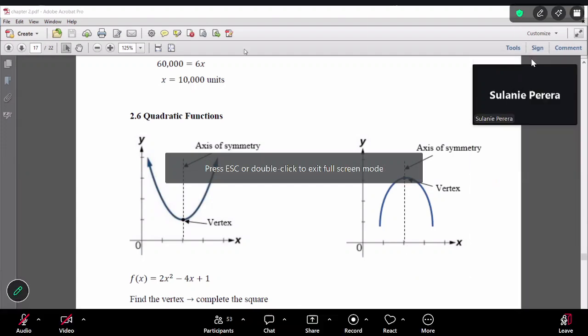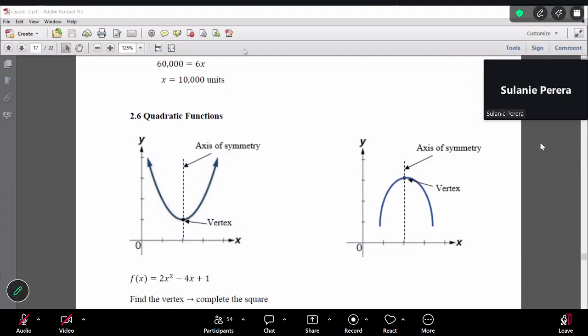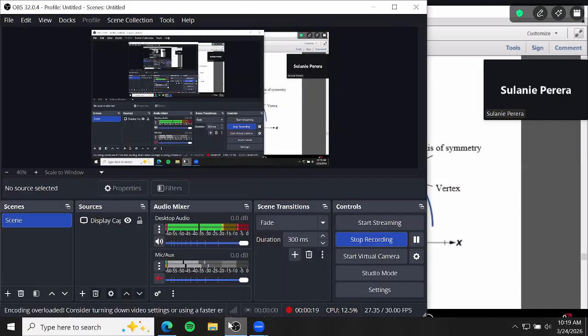Can you all see the screen? One of you has to answer me, otherwise it's like I'm teaching to a blank screen.